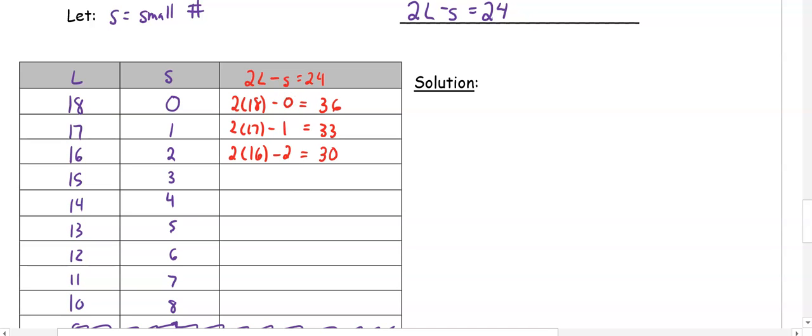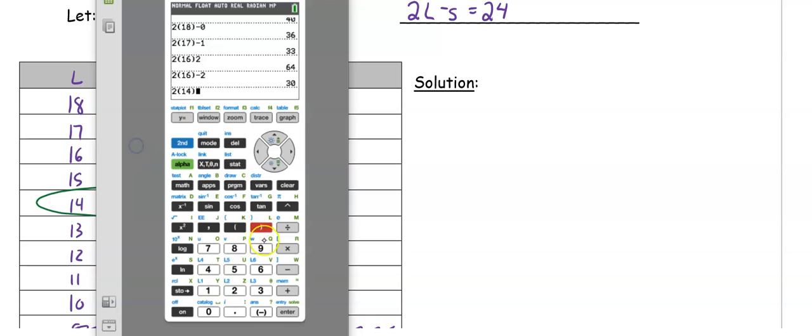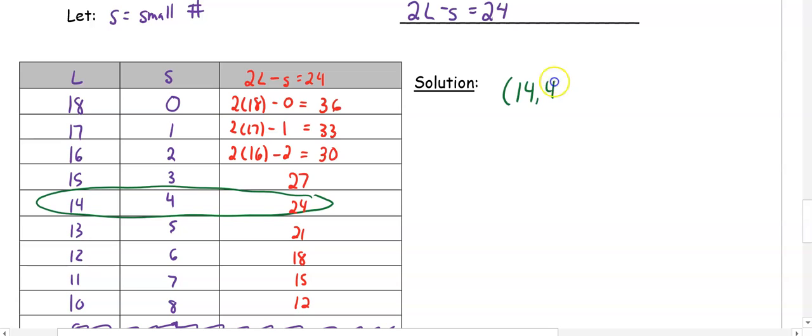So we notice they're counting down by 3, so we can keep going: 27, 24, 21, 18, 15, 12. I see that the row that equals 24 is 14, 4, and I'm just going to double check that. 2 times 14 minus 4 does get me 24, so my solution is 14, 4. The large number is 14, and the small number is 4.